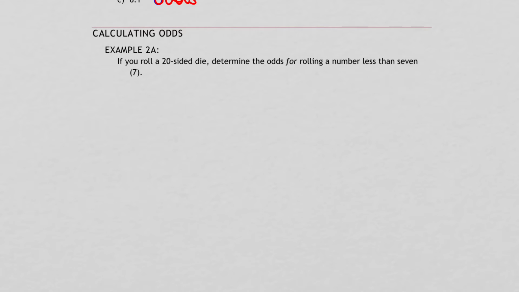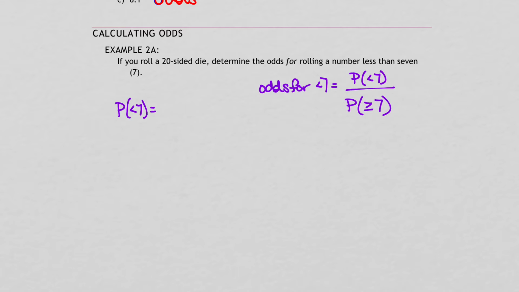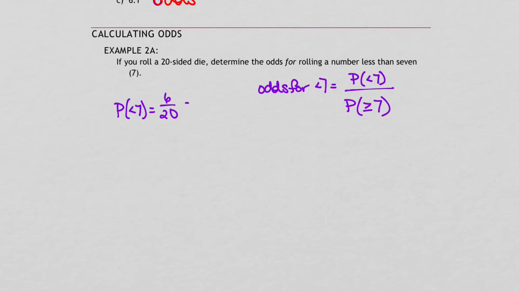So let's read this again. If you roll a 20-sided die, determine the odds for rolling a number less than 7. So the odds for a number less than 7 would be the probability of getting a number less than 7 over the probability of not getting a number less than 7, which we could say is greater than or equal to 7. So we need to find these two probabilities. The probability of getting a number less than 7, well, that would be 1, 2, 3, 4, 5, and 6. So 6 out of 20, which can be reduced to 3/10.